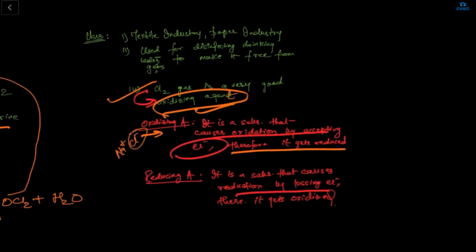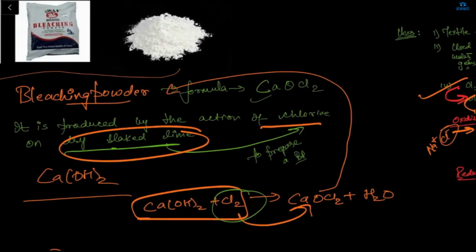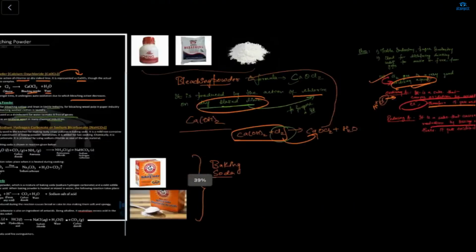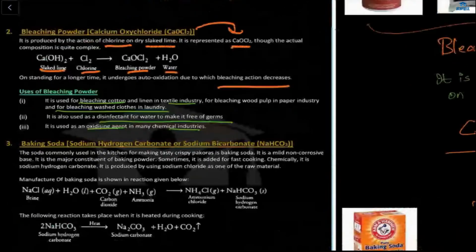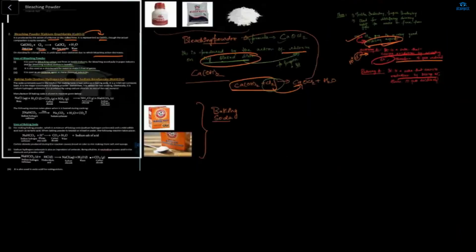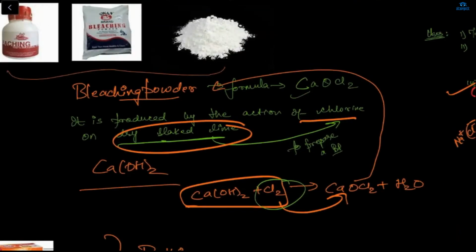Now, these are the uses of this bleaching powder, and here also it's written, the uses we have already done. Now we will learn about baking soda. So bleaching powder, you understood now how we form bleaching powder. We form it by combining slaked lime in one hand and chlorine gas in another hand. If we combine these two, we'll get bleaching powder plus some water.